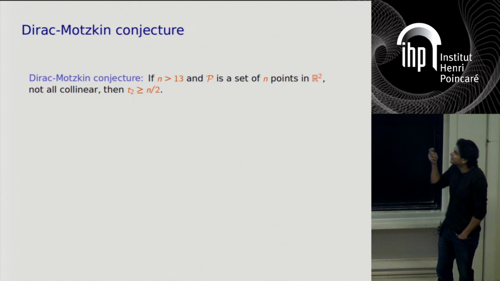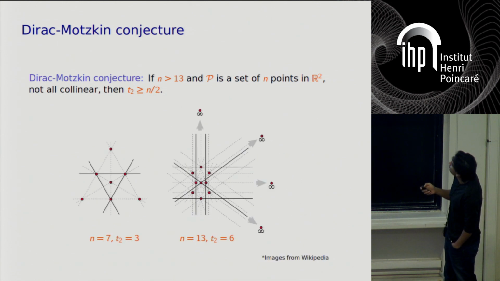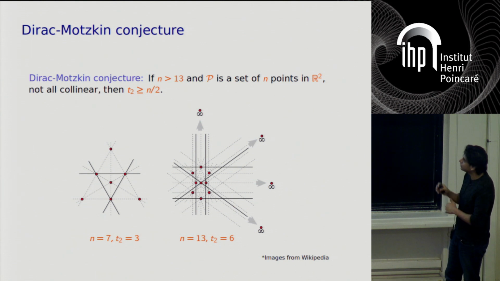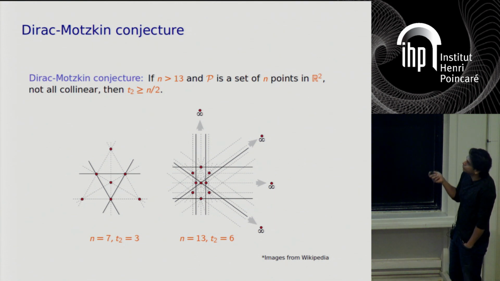We need n bigger than 13 because there are some small configurations that behave badly. For example, I have 7 points here with 3 ordinary lines and 13 here with 6. And the conjecture is that aside from these, if n is big enough, every other point set should have n over 2 ordinary lines.